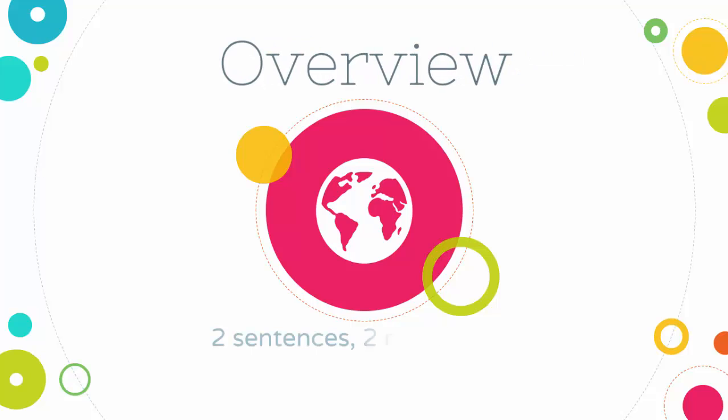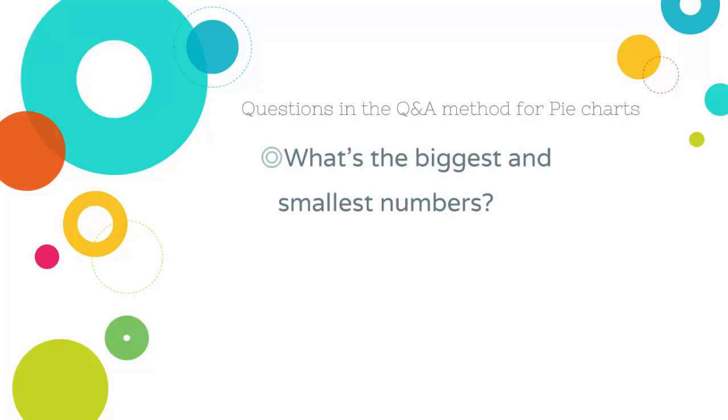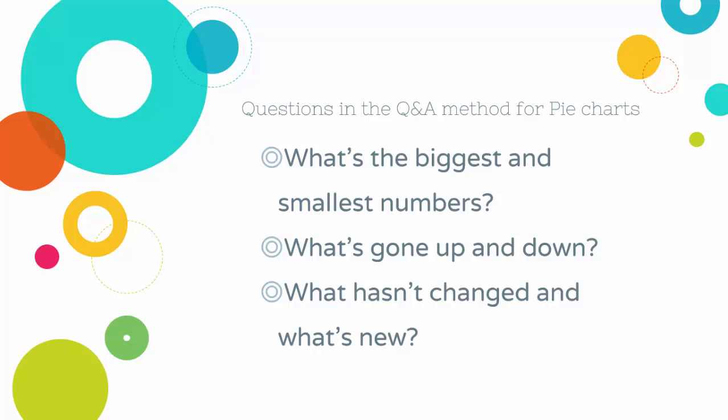The overview comes next as usual with 2 sentences and 2 main points. Still in the theme of a Q&A, we need to answer these questions to narrow down the 2 necessary details. What's the biggest and smallest numbers? What's gone up and down? What hasn't changed and what's new?